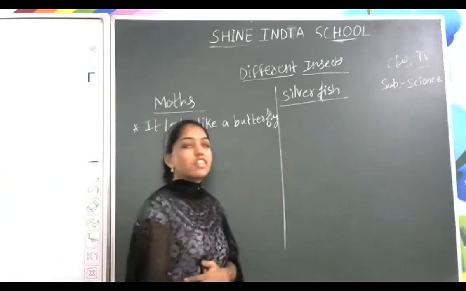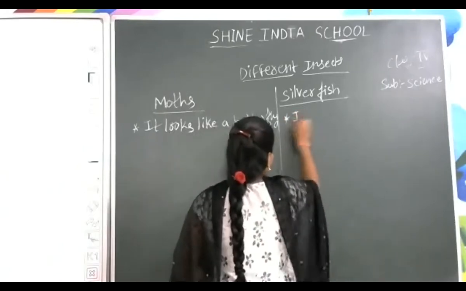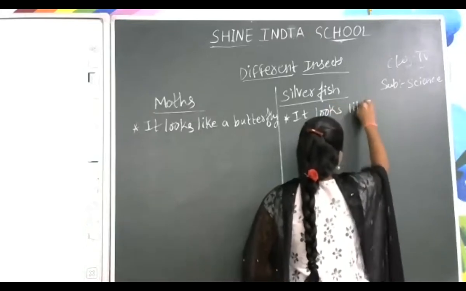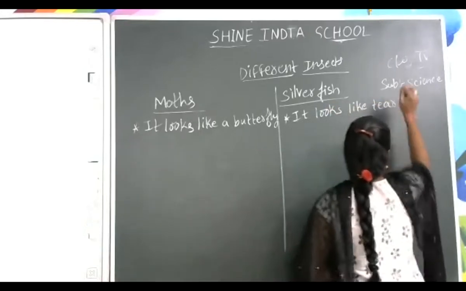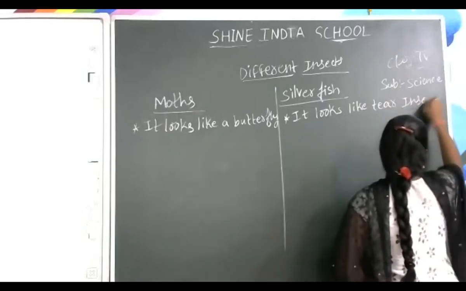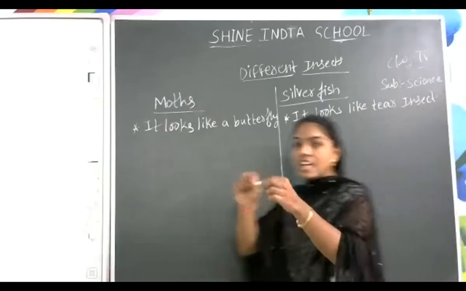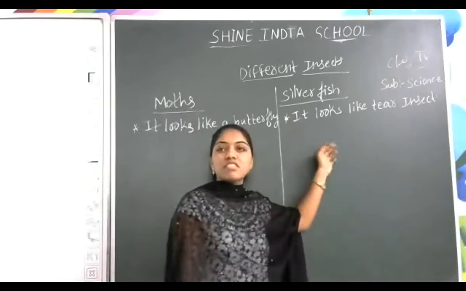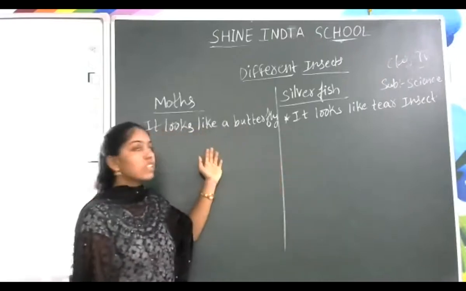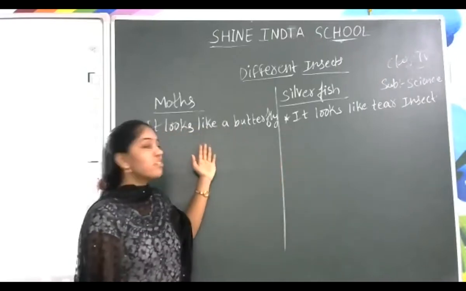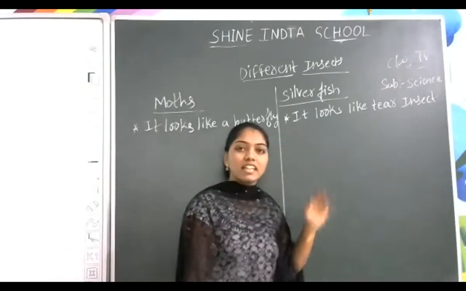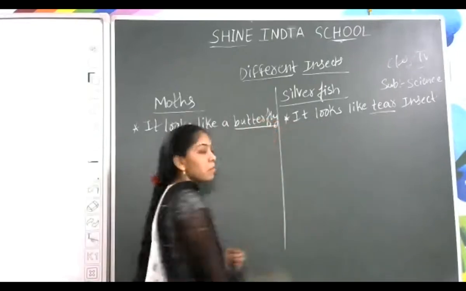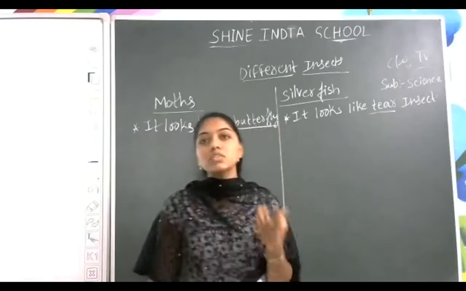What is the shape of the silverfish? Can you guess? It looks like a paired insect. If we tear the paper, the cutting position, the silverfish will look the same as that. The body structure is like a butterfly at the front, and here it looks like a tail shape. What is the shape here? Tail. And what is the shape here? Looks like a butterfly. And next one, where do they live?